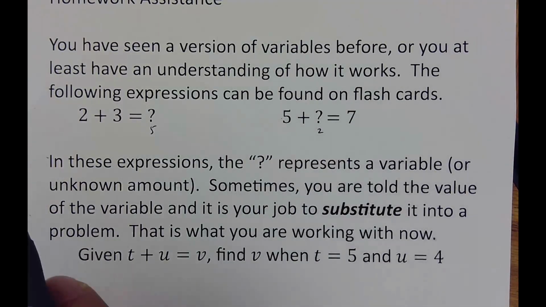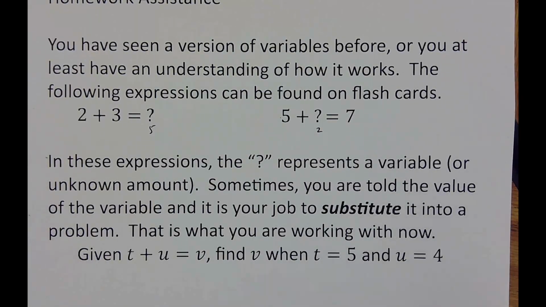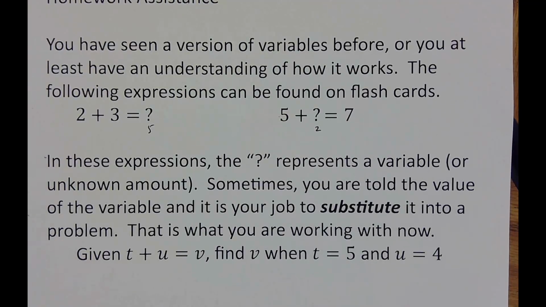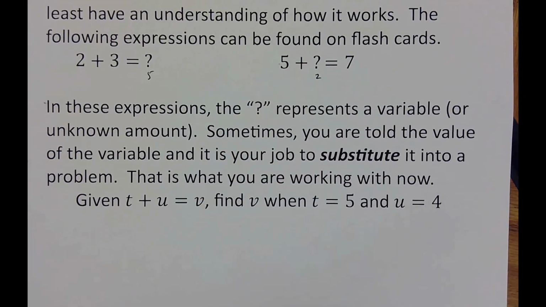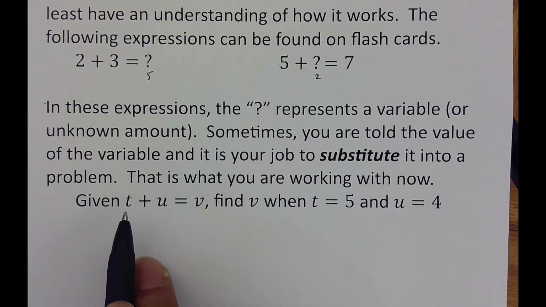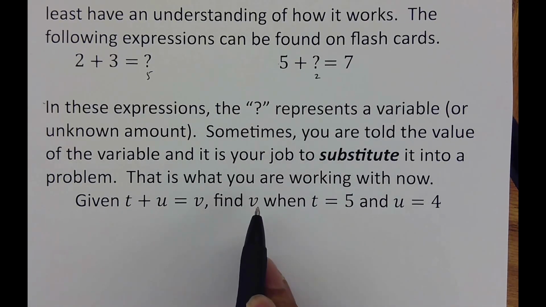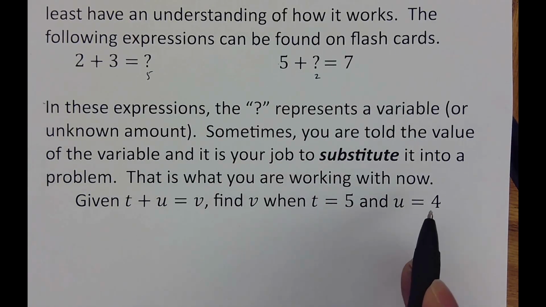But sometimes you're told the value of the variable and it's your job to substitute it into a problem. Substitute means replace it with something else. When you have a substitute in class, your teacher is replaced by the substitute. So therefore, all you have to do is just remember that they are telling you what's going on. So here you have 3 variables, t, u, and v. And it's saying that they want you to find v in this question when they know that t is equal to 5 and u is equal to 4.